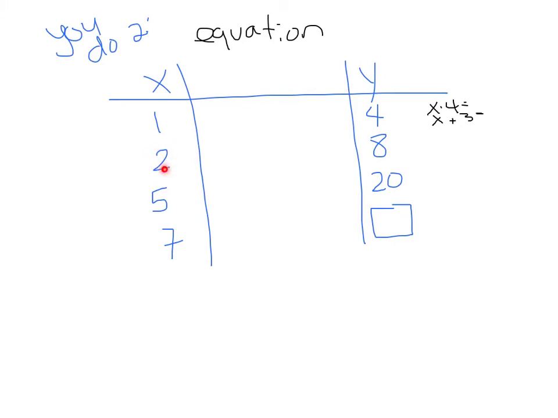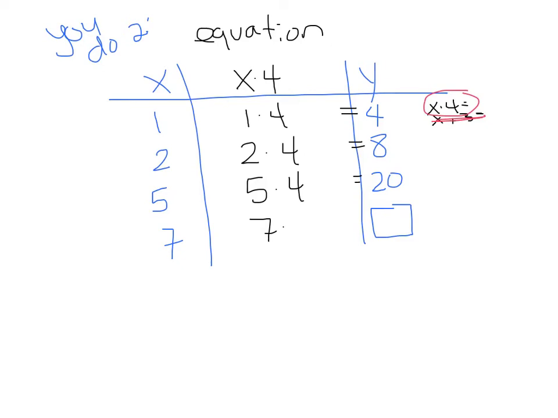If x is 2, 2 times 4 is 8. Ooh, that's good. And 2 plus 3 is 5, not 8, so it can't be that one. It may very well be x times 4, but let's check the next line. If x is 5, 5 times 4 is 20. I think I found the key. X times 4, or 4x, it's the same thing, right? So this is 1 times 4 equals 4, 2 times 4 equals 8, 5 times 4 equals 20, and 7 times 4 equals 28 is the one that we were missing.